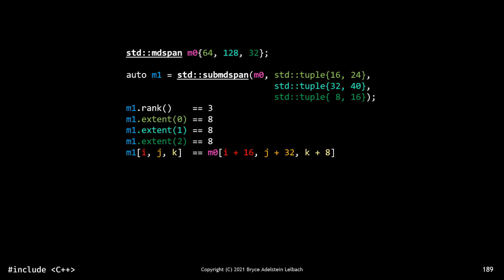For example, M1000 would be equal to M0 16, 32, 8.